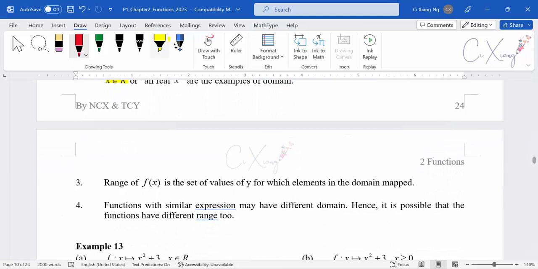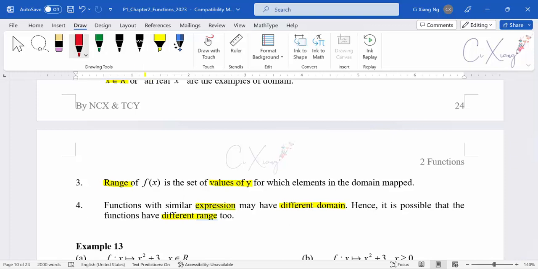If we have a look at the range, the range of function f(x) is the set of values of y for which the elements in the domain map. Functions with similar expressions may have different domains. Hence, it is possible that the function has a different range too. So we will discuss this by using example 13.